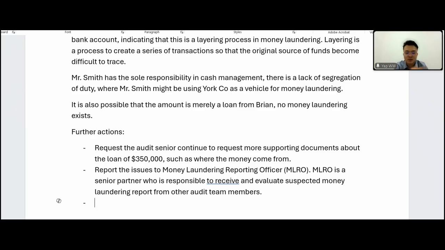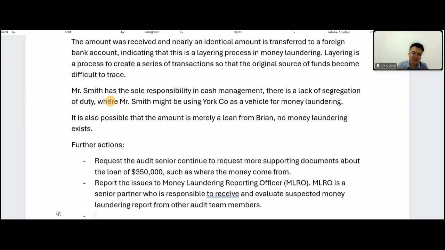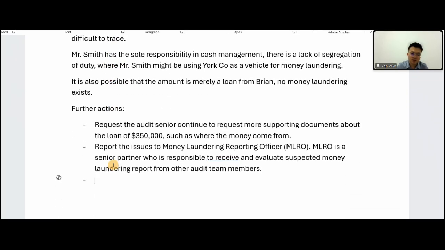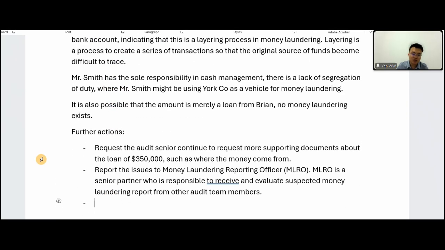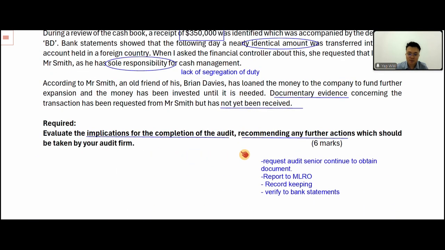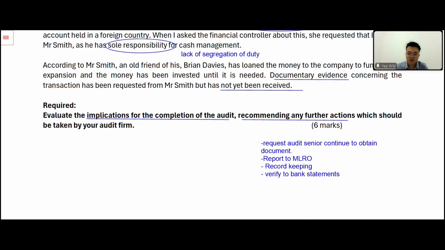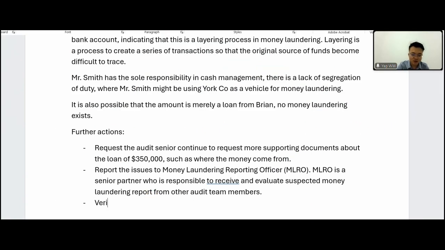Okay. I think we have already done with all the 6 marks requirement, including the professional marks. Yeah, I just try to write a little bit more answers so that you have more choices to decide which one you want to write. Okay, record keeping and verifying to the bank statement. I think verifying to bank statement will be more important.